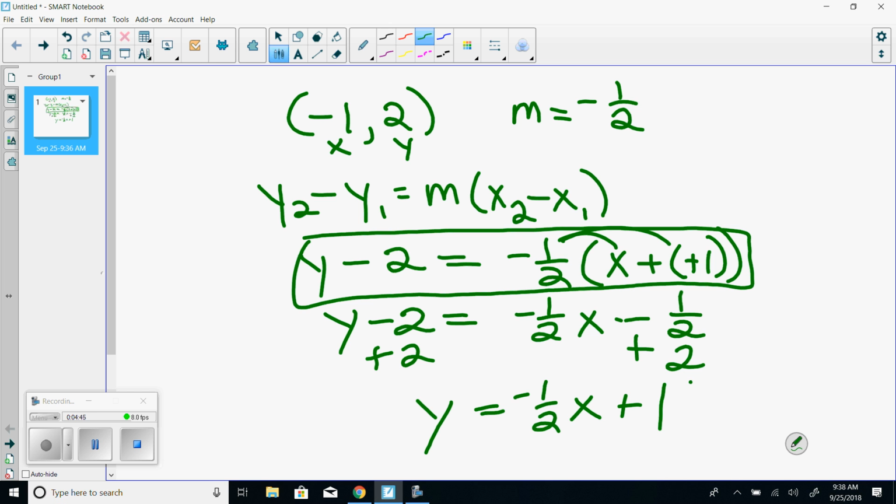You can write this 1 1/2 or 1.5. Either one is going to be easier to graph than 3/2 here. You want to leave improper fractions for your slope. So when you get to the intercepts or points on a line, it's good to use mixed numbers because they're easier to see. They're easier to graph. So this is your equation of a line.